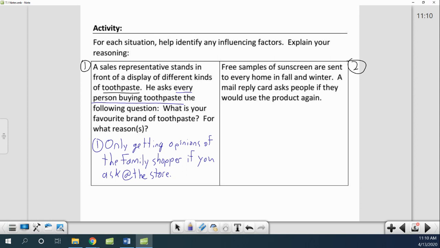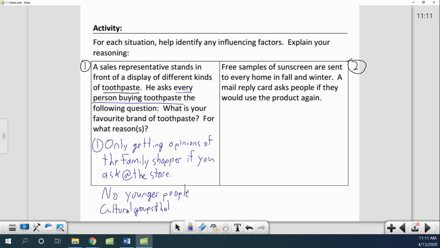So you're probably missing out on younger people because they're not shopping for toothpaste. Who else might be marginalized by shopping for toothpaste? That's a good question. I don't know. Are there any cultural groups that don't brush teeth? I don't know. Maybe.